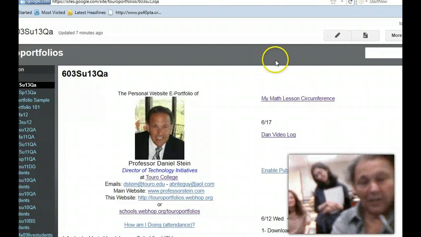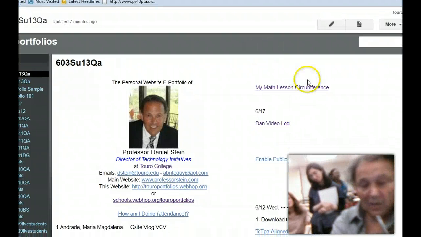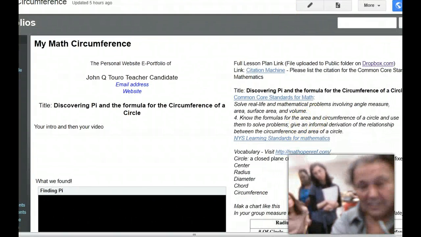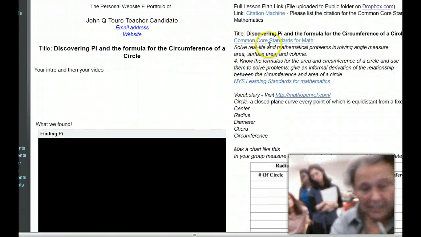So we're going to see what we can do with screencast and a couple of tricks. We're talking about a math lesson. Okay, so here's the math circumference lesson. Let's talk about what we're going to learn. We have Common Core standards in math.